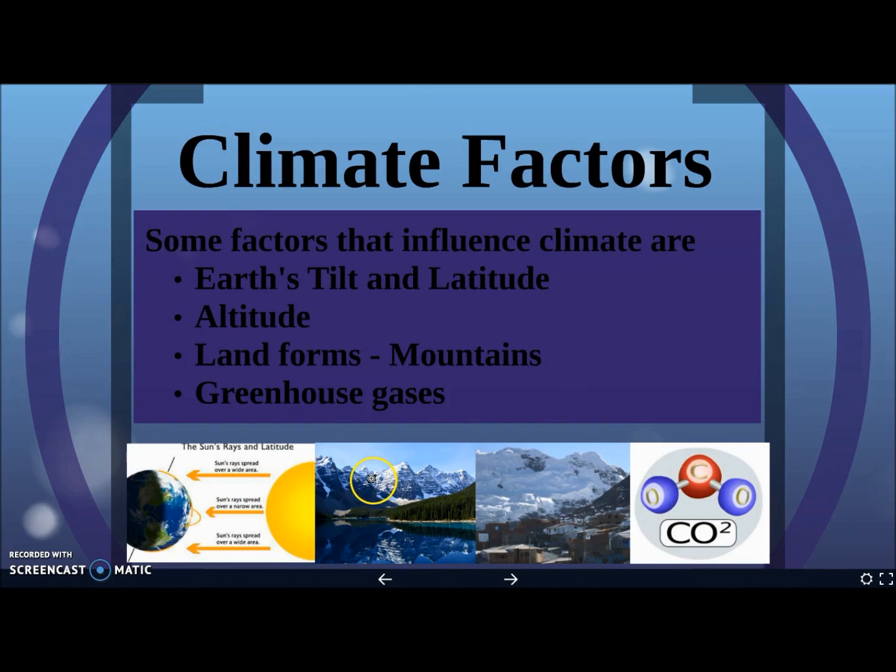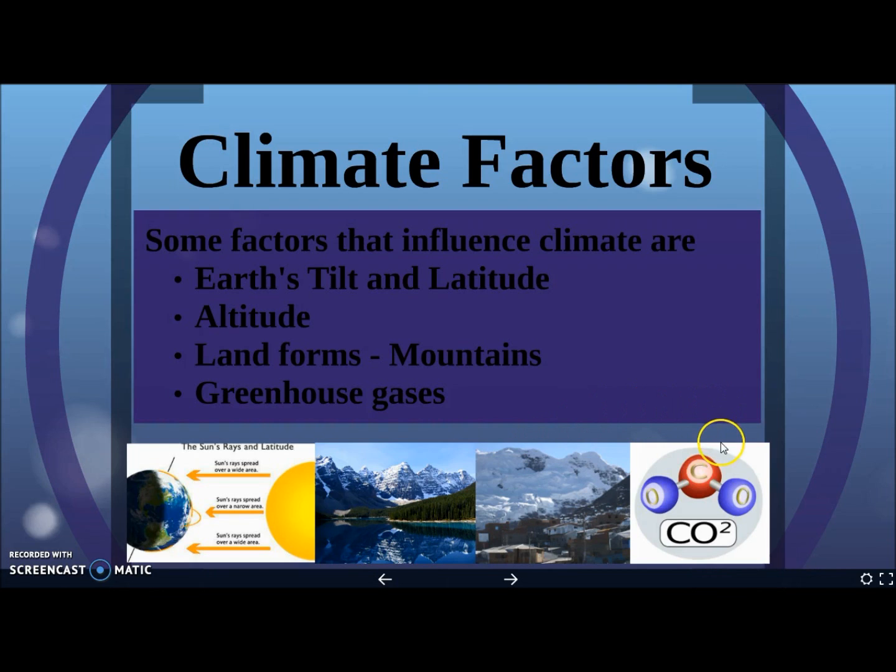Altitude, or distance above sea level, will also have an impact on your climate. Areas farther away from Earth's surface at sea level are much colder on average than areas closer to sea level. Landforms, such as mountain ranges, can impact areas' climate as air in the atmosphere is forced to rise over the mountains, drastically changing average weather patterns for that area.